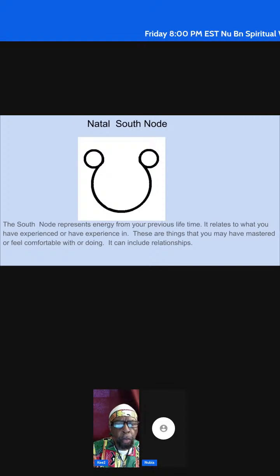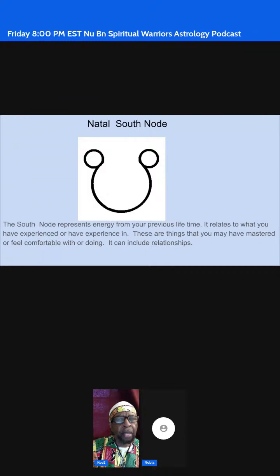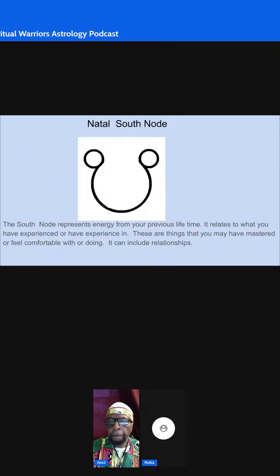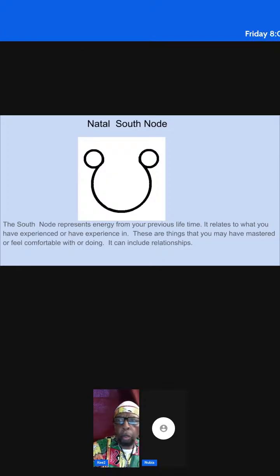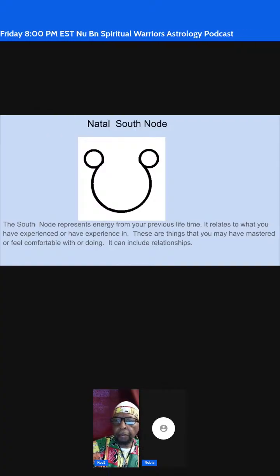The south node represents energy from your previous lifetime. It relates to what you have experienced or have experience in. These are things that you may have mastered or feel comfortable with or doing. It can include relationships. Say, for instance, if you see someone and you have that feeling that, well, seems like I may know you or I may have met you before. Maybe that may be so in a previous life.